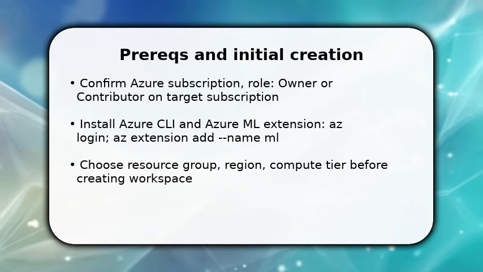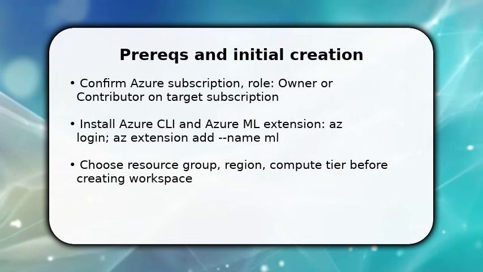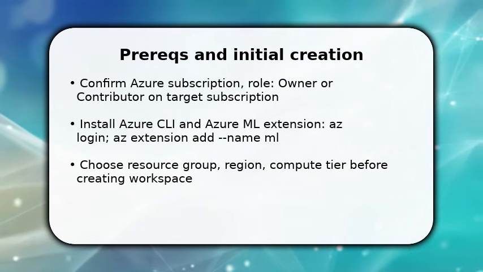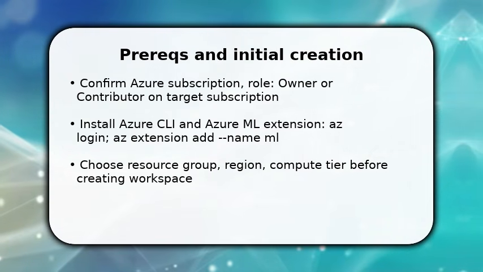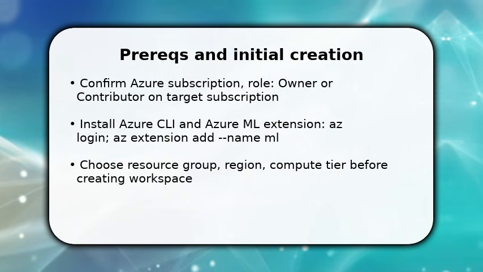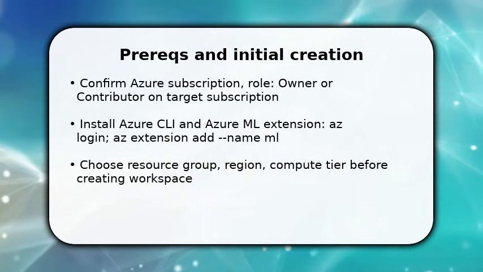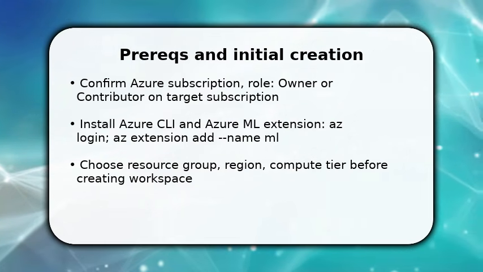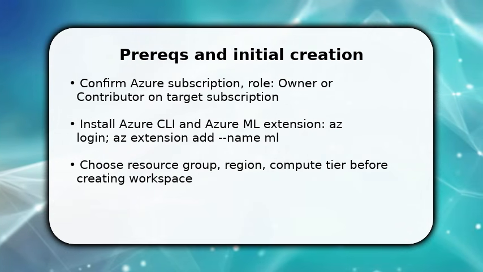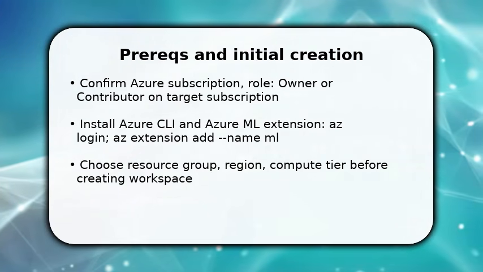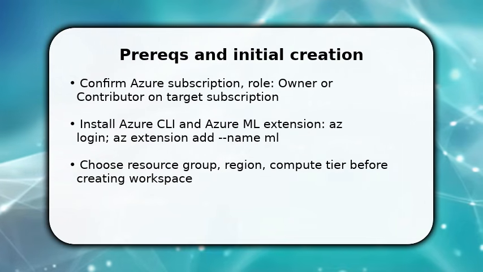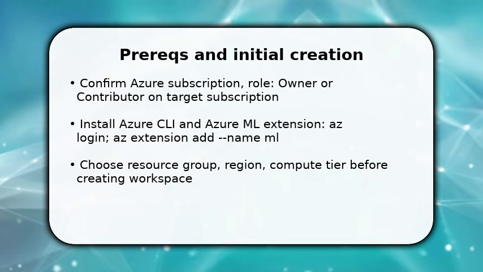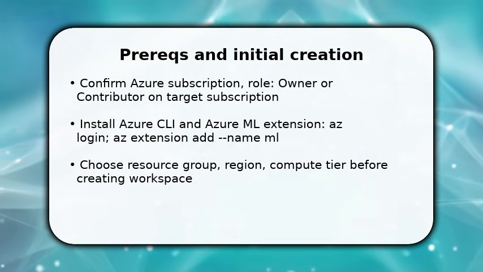You begin by validating prerequisites so creation proceeds smoothly. Sign in with az login, then add the Azure ML extension. This gives you workspace commands. Once done, pick an existing resource group or create one, select a nearby region to reduce latency, and decide Compute Tier now because it influences defaults. Then run az ml workspace create with a clear name. This step both allocates resources and registers the workspace in your subscription. Make sure permissions and billing are ready before you proceed.